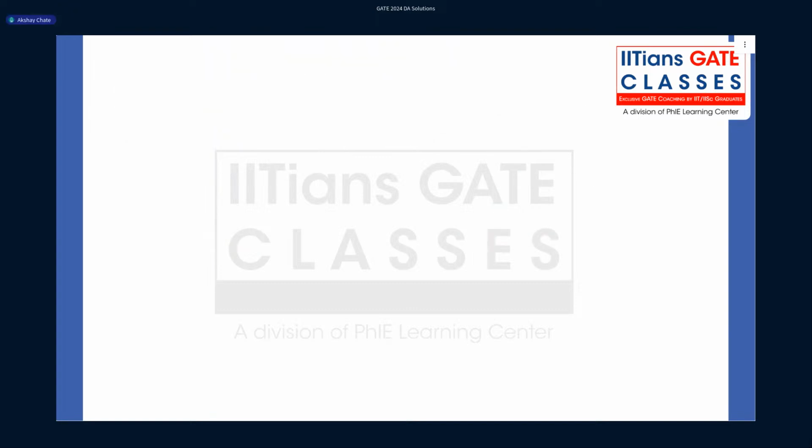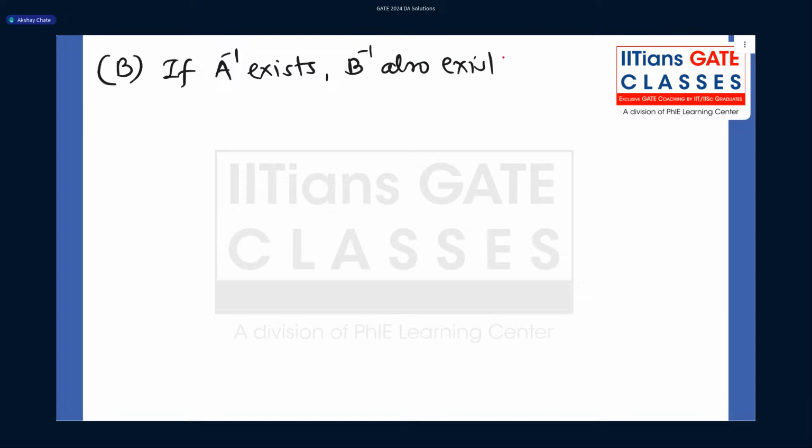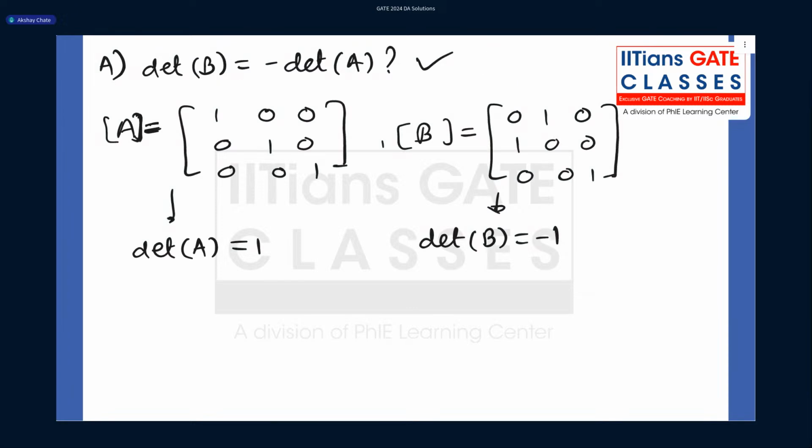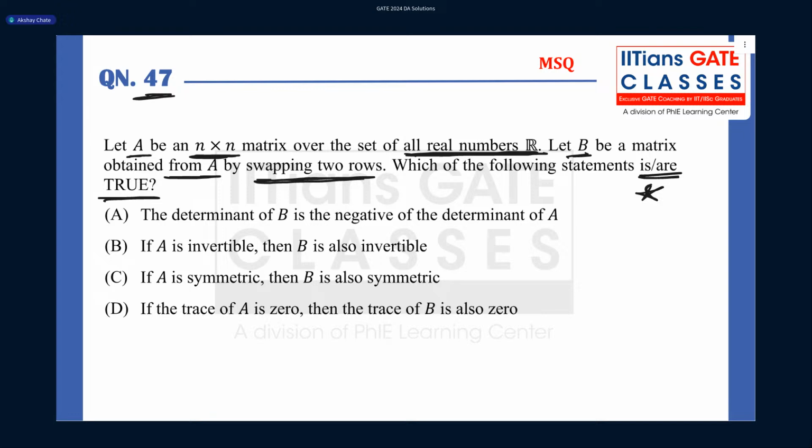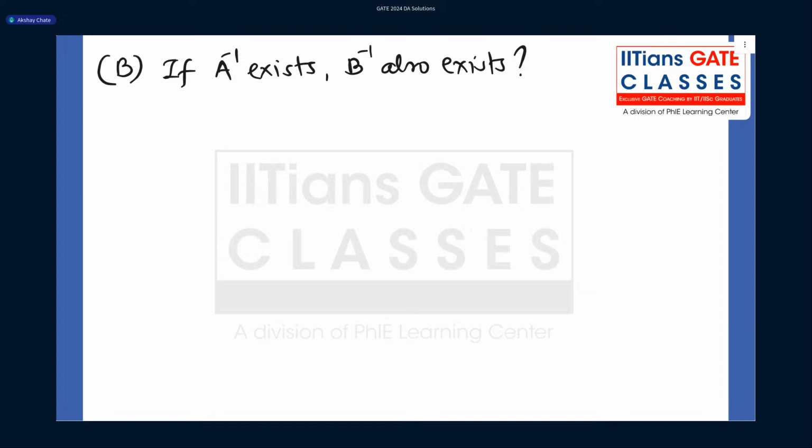So like this, you have to check every option. So now option B says, if A inverse exists, that means if A is invertible, B inverse also exists. This is the question. I am writing it in some different form, but in the question it was asked that if A is invertible, whether B is also invertible or not. And see, for inverse, the necessary condition is determinant should exist. If determinant is there, then only one can find inverse of any matrix.